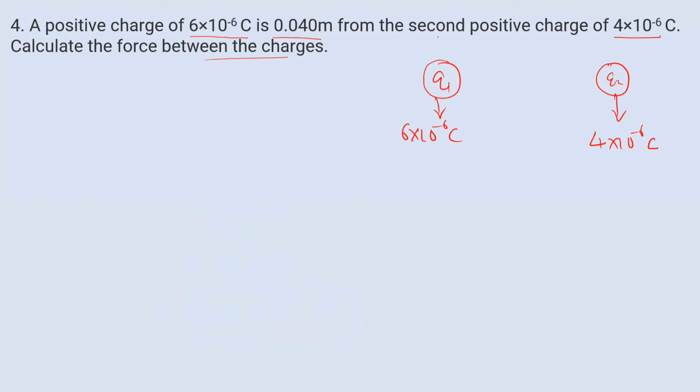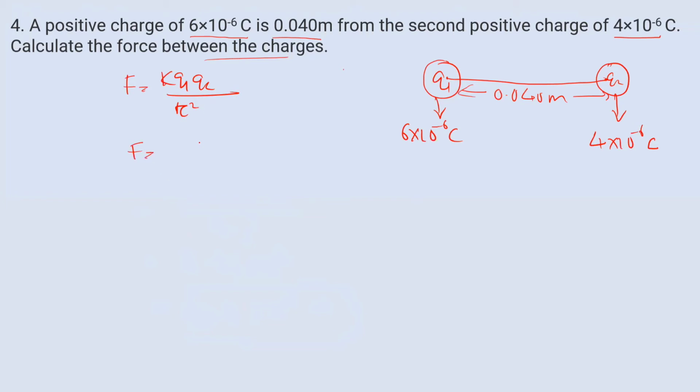Clear? And it is said the separation, the distance between these two charges, is 0.040 meter. So this is meter, and these are Coulomb and Coulomb. First you need to check the units. So all have SI units. So directly you will use Coulomb's formula, which is F equals K Q1 Q2 by R square.